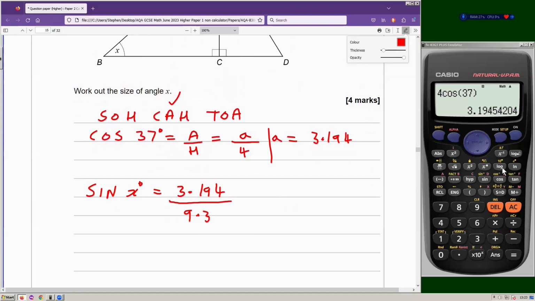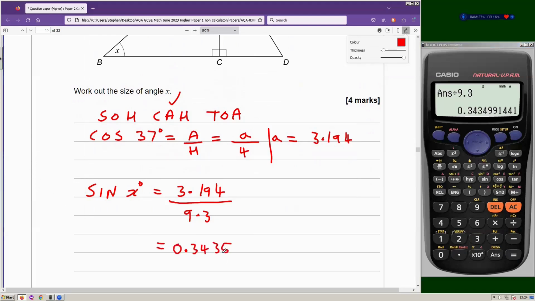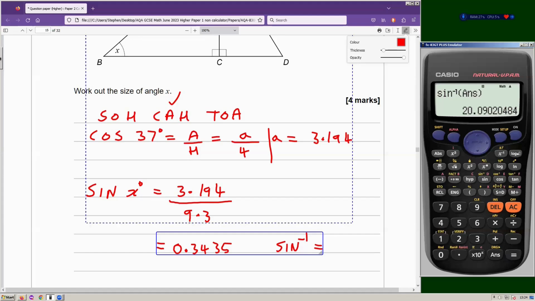So all I'm going to do is divide by 9.3, which gives us this. Then sine to the -1 will give us our angle. The way we do it is we go shift, sine to the -1, press the answer key, which puts the value in. That should give us our angle: 20.09 degrees. It's going to be 20 degrees.